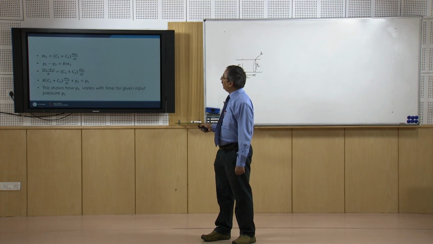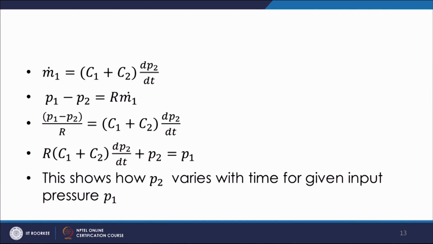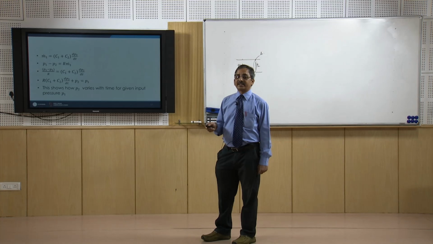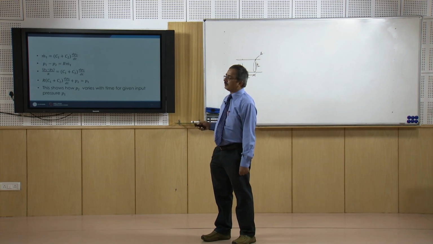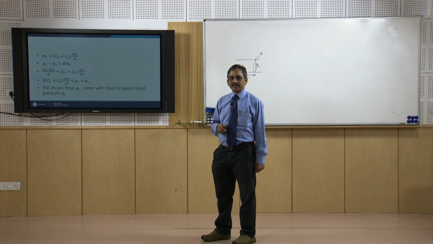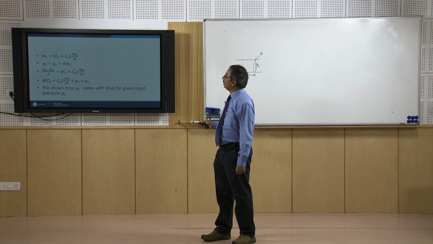So, we have m1 dot is equal to (C1 plus C2) dP2 by dt, and as I said, from the definition of the constriction resistance, P1 minus P2 is equal to R m1 dot. Now, this is the expression which comes from the definition of the constriction resistance or pneumatic resistance, and this is the definition which comes from the pneumatic capacitance. Now, let us combine these two equations.